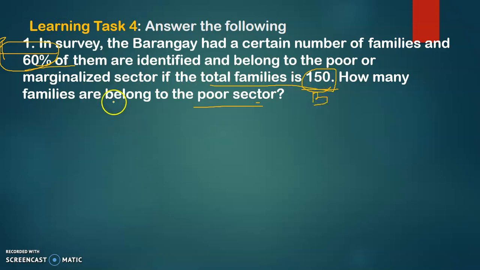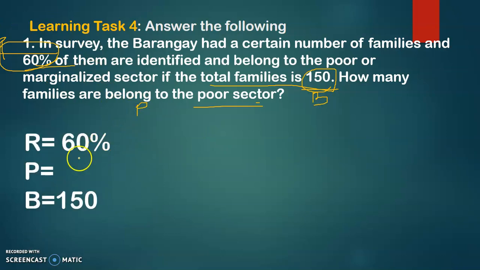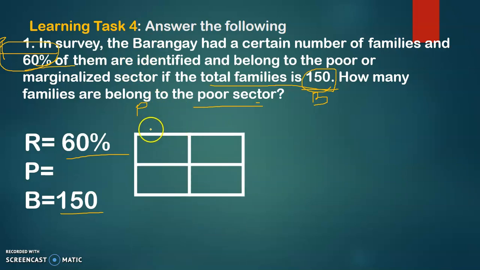Okay? So, ang nawawala dito ay percentage. Okay? Tingnan natin. So, rate is 60%. The base is 150. Let us solve. Okay, using the Cabineau square, let us replace the values. 100 is constant. Okay. Rate is 60. Nakalagay yan sa taas. That is 60. And then the base is 150.